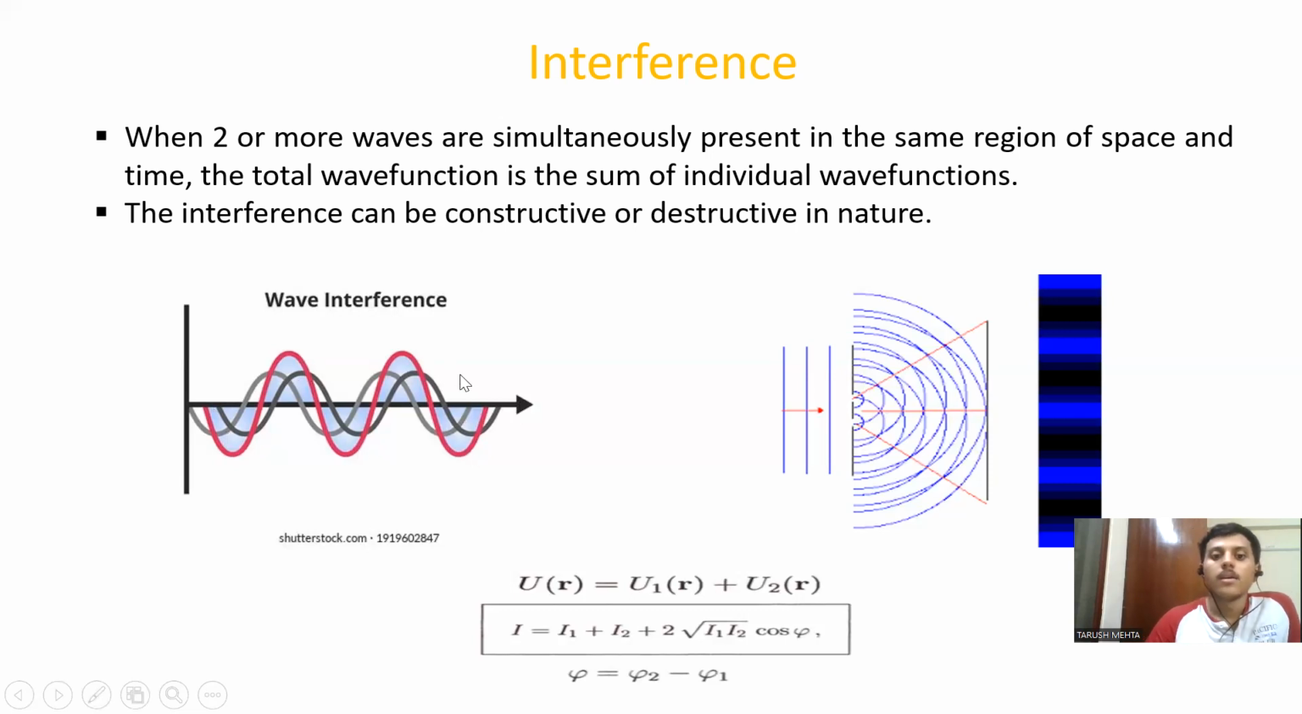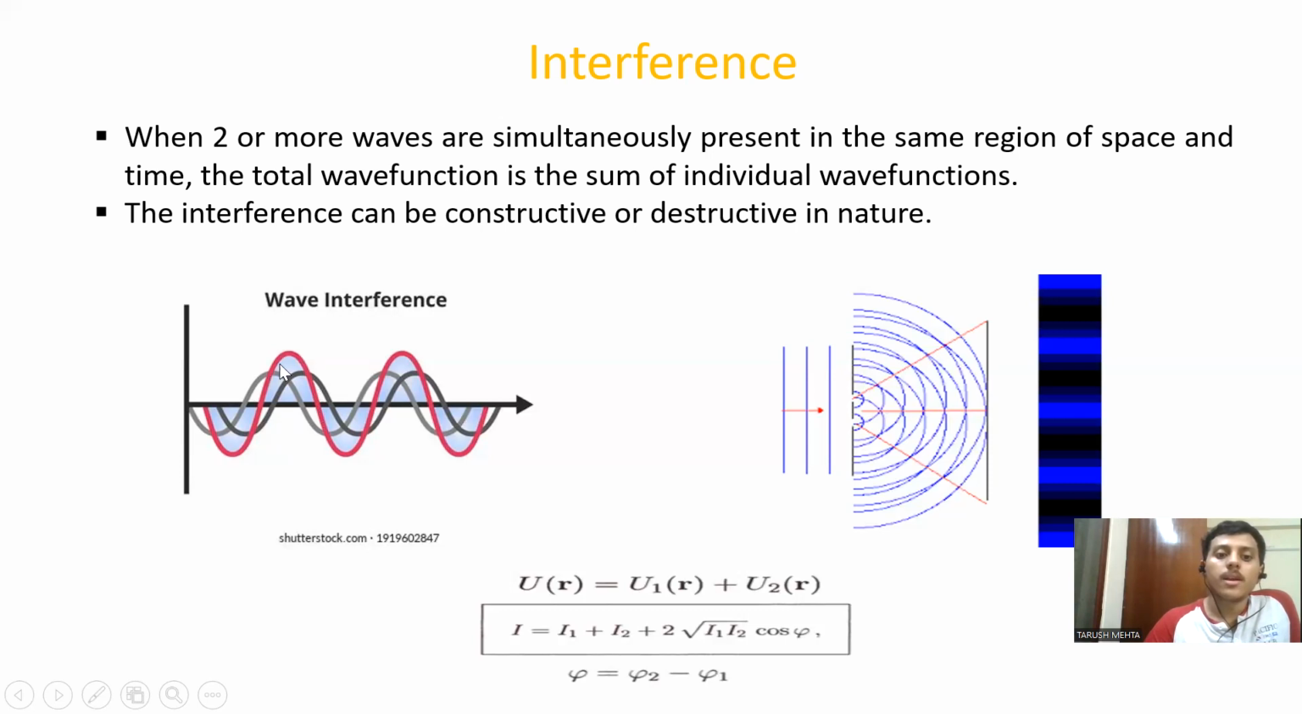Whenever these two waves are added, the resultant wave that is obtained is shown here in pink color. Whenever the phase difference between these two initial waves is 0 degrees or some even multiple of pi, the intensity of this resultant wave goes to maximum. And whenever the phase difference is some odd multiple of pi between these two initial waves, the intensity of the resultant wave becomes 0.